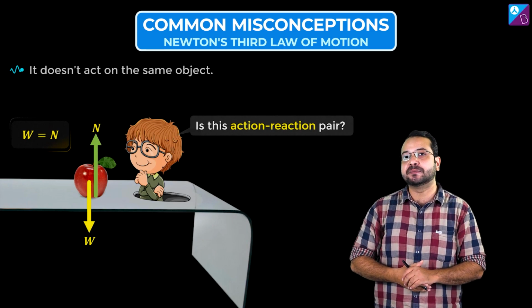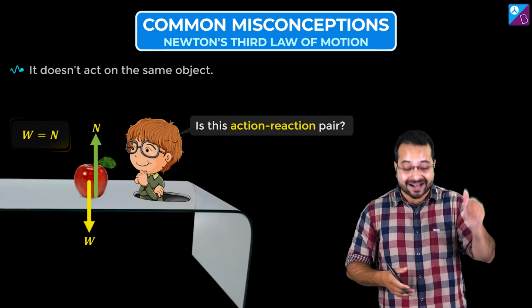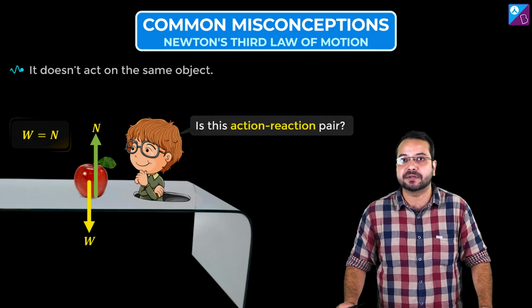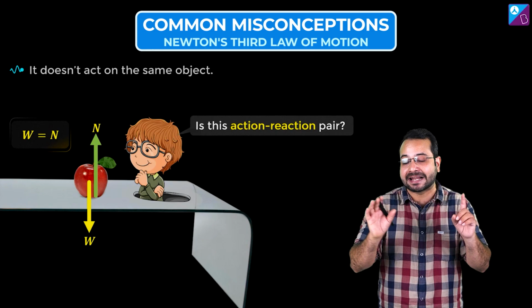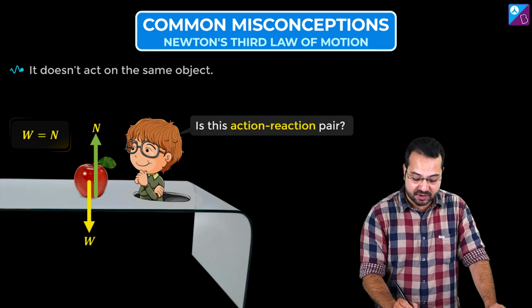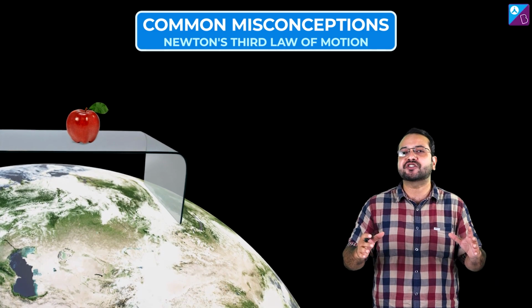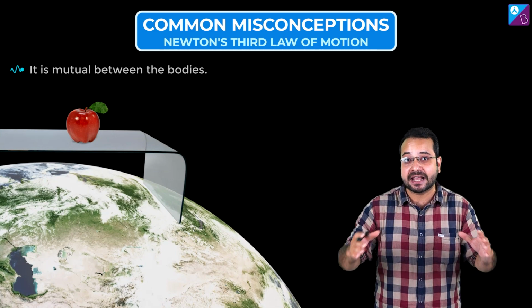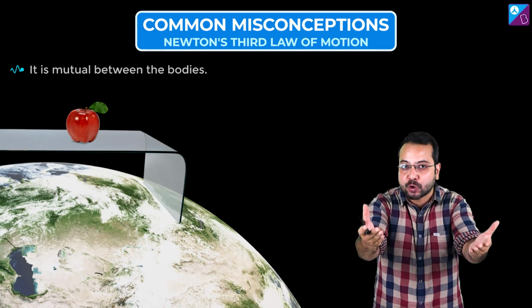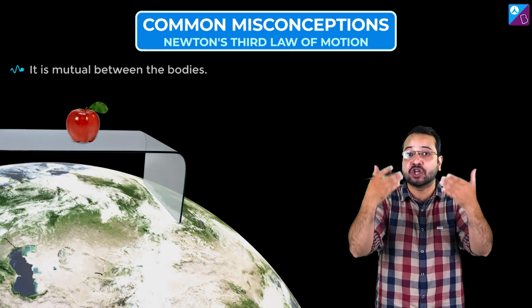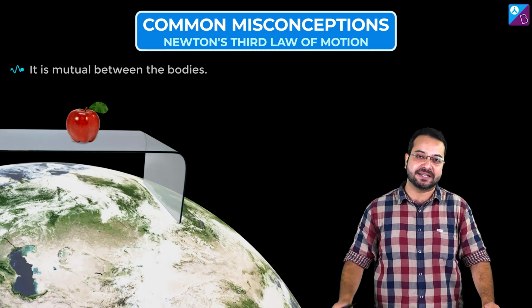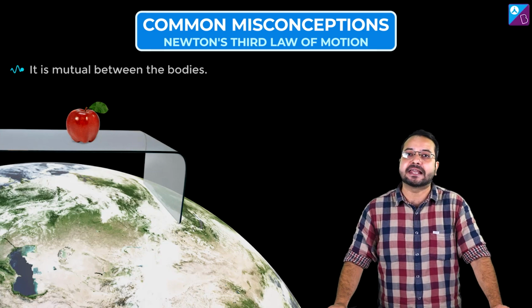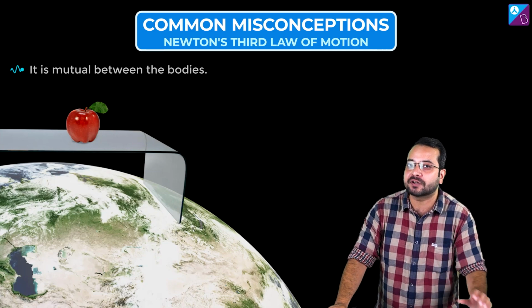Now in this case, both the weight and the normal reaction are acting on the same object, which is the apple. So these are not an action-reaction pair. Also, the action-reaction pair are mutual between two bodies. So like I said, if I apply a force on you, then the reaction would be that you apply a force on me. Now let's say in this case, the apple is kept on the table.